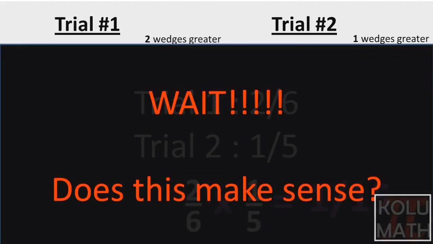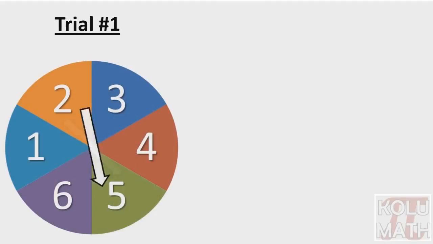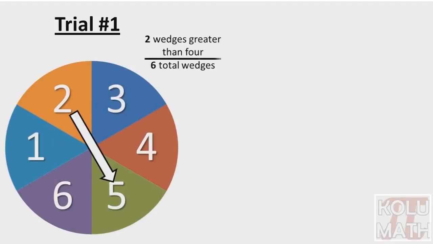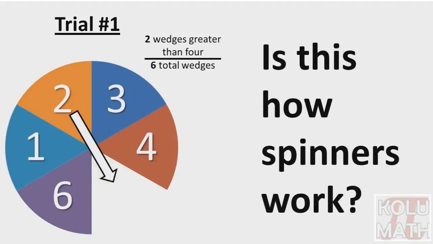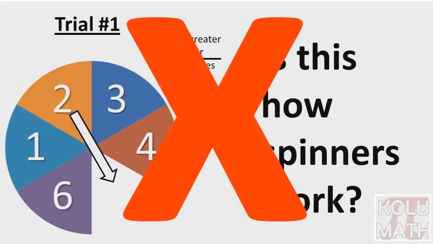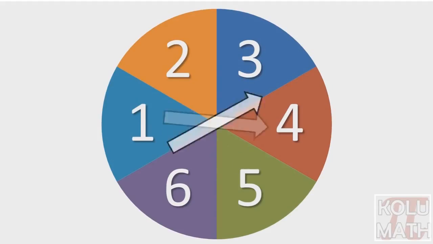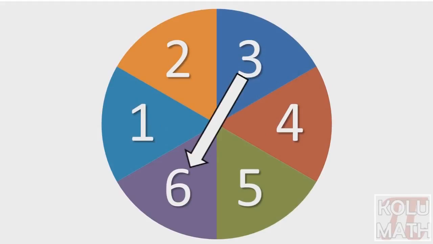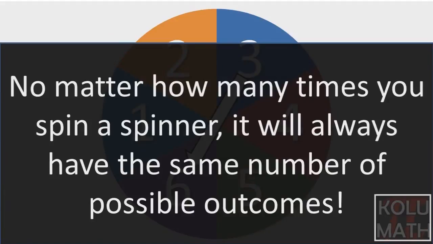Wait a minute. Does this make sense? Is that the way a spinner works? When you spin a spinner and it lands on a number, do you lose that option for the next round? No, actually. No matter how many times I spin a spinner, I'm always going to have the same number of possible outcomes. And if I'm looking for specific results, I'm always going to have that same amount of specific results. Remember, no matter how many times you spin a spinner or roll a dice or flip a coin, it will always have the same number of possible outcomes.